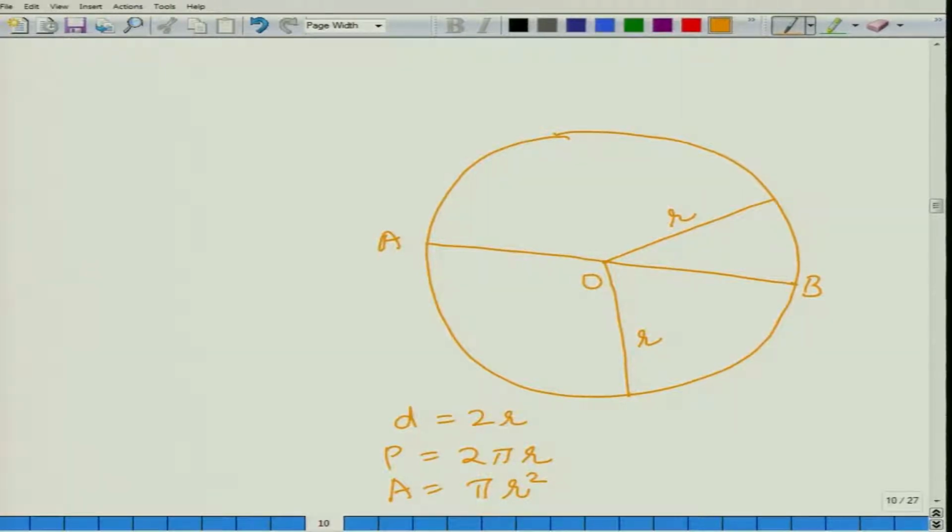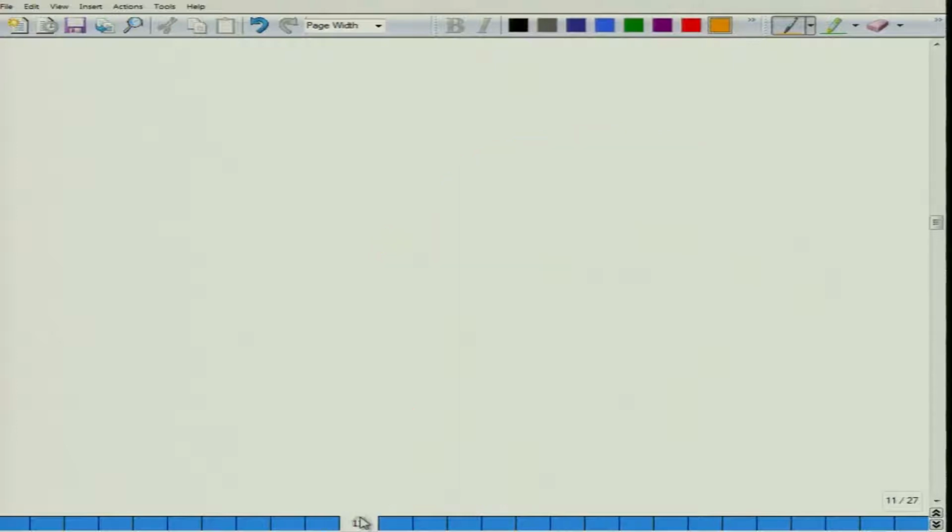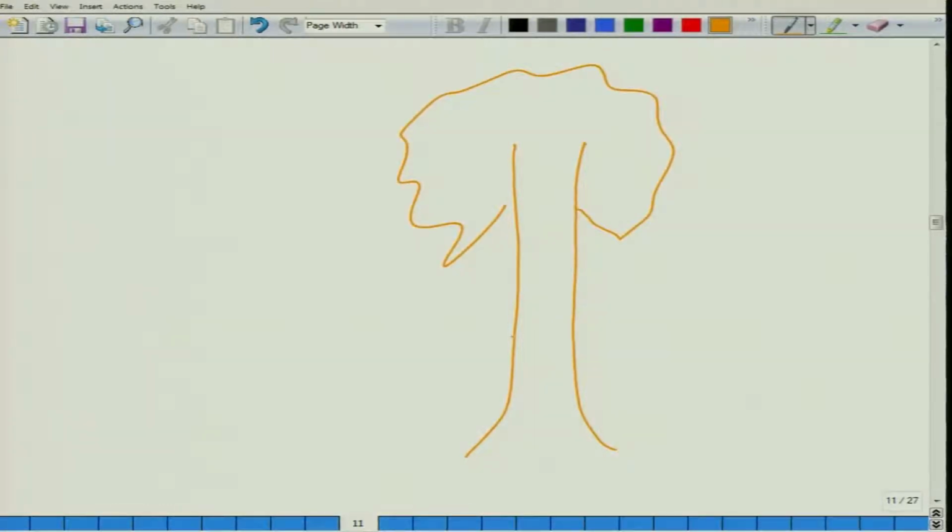Now, why do we need to know about a circle? Many trees, especially coniferous trees, have a circular cross section. So, suppose we have a tree and suppose this cross section is a circle. Now, if we know the circumference of this circle, we can find out 2 pi r. Now, how do we find out the circumference of the circle? Well, we can use a tape. So, you take a tape, move it all around this circle, and the length of that tape will give you the perimeter of the circle.